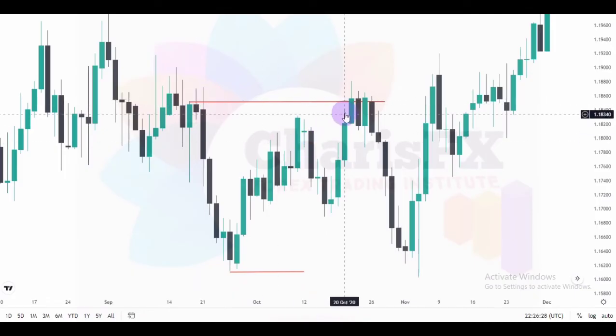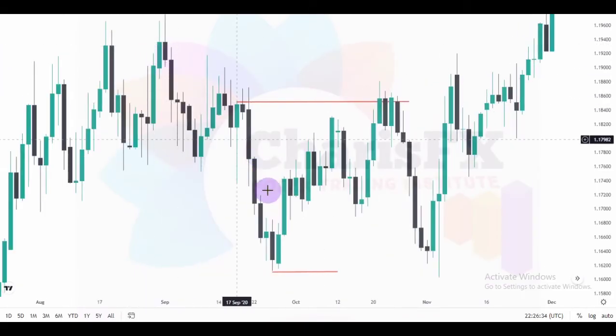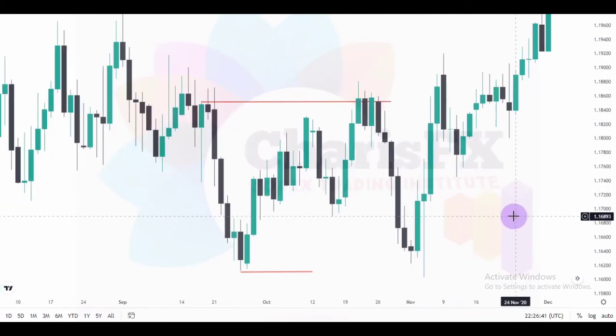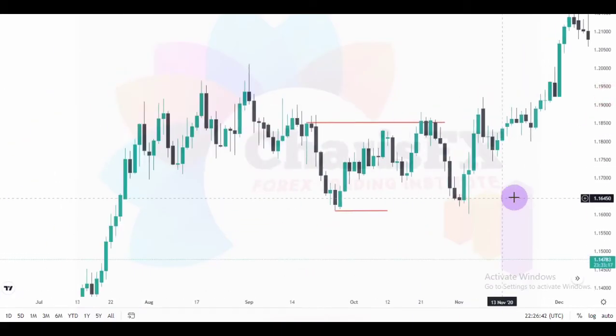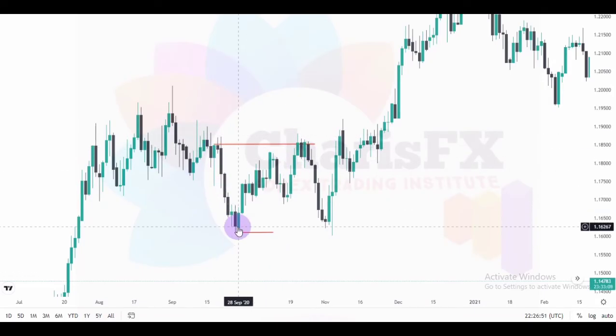So what do we now have? We have a shift in market structure. This trend has changed from being bearish short term to now bullish. That means we are about to see a bullish run. Price has shifted from being bearish to bullish. There's a shift in market structure here. Why? Because we see price broke the last high that pushed price lower.